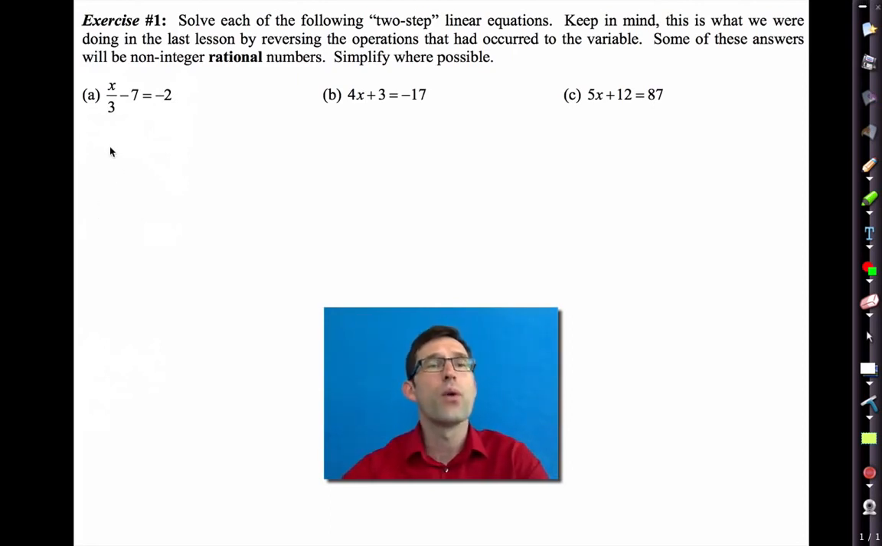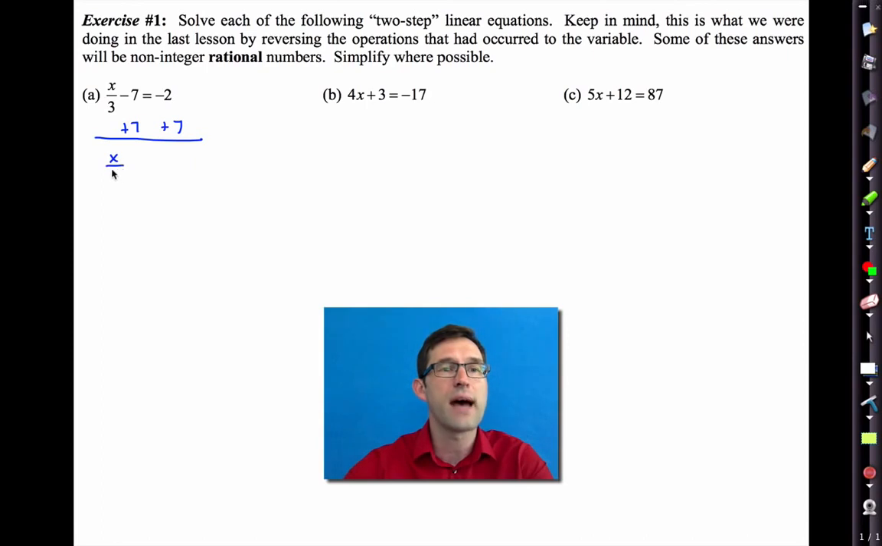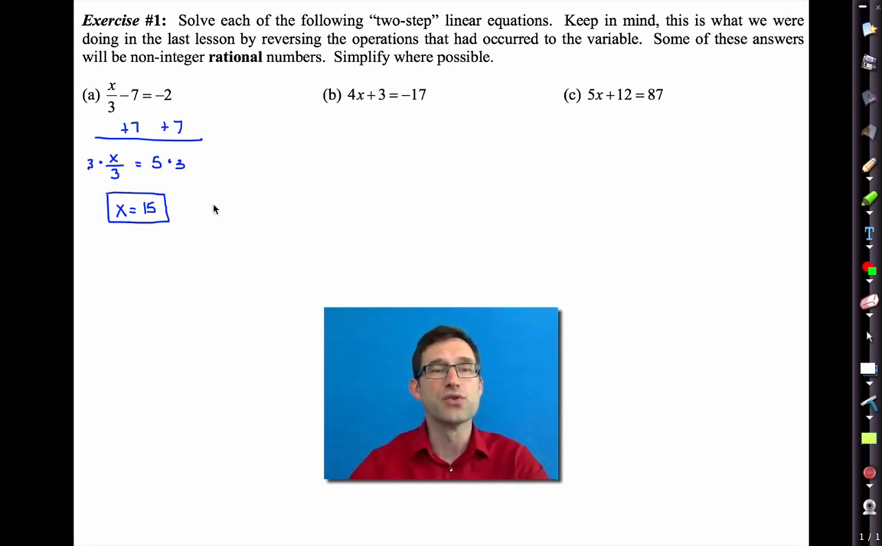In letter A, what we see is that we've taken the variable, divided by 3, subtracted 7, and gotten negative 2. In order to undo that, we're first going to add 7 to both sides. We undo what's happened to x in the opposite order. Negative 2 plus 7 is positive 5. To undo the division by 3, we'll multiply both sides by 3, and we'll get x equals 15 as our solution. Again, we could easily check this by substituting it back into the equation and seeing if it makes the equation true.